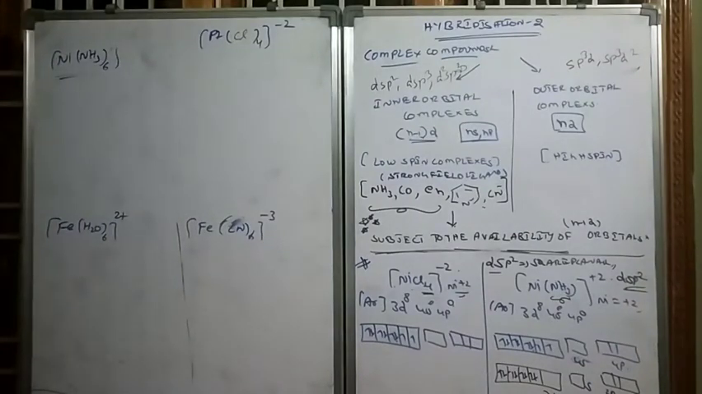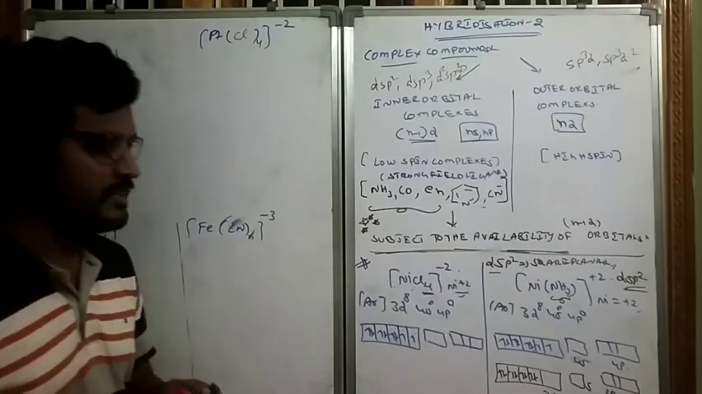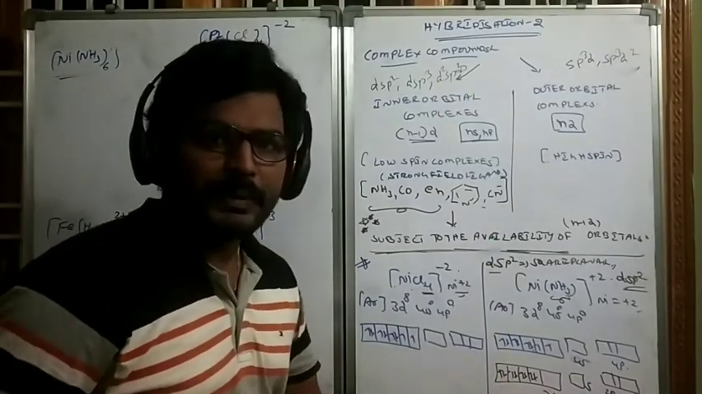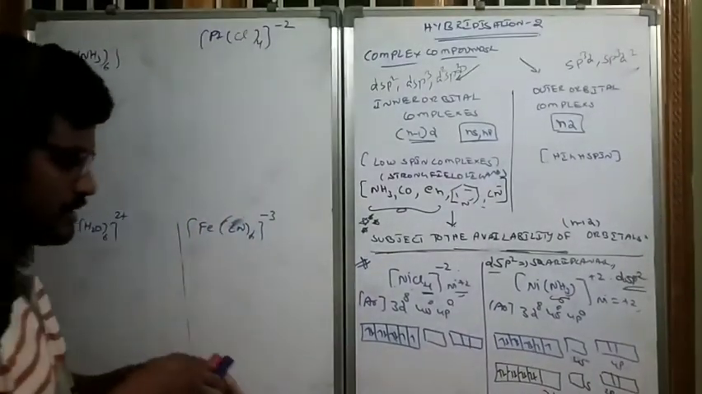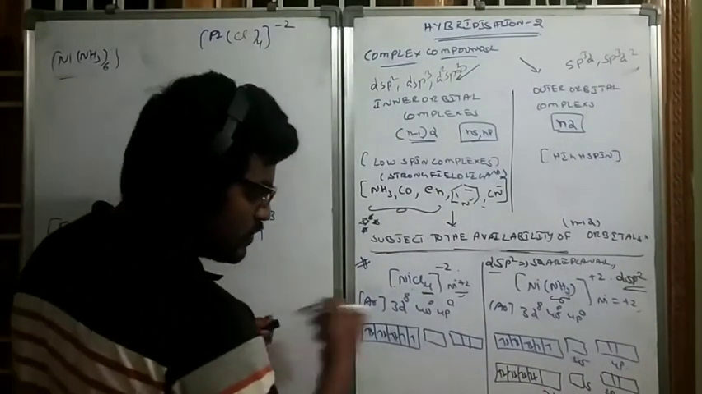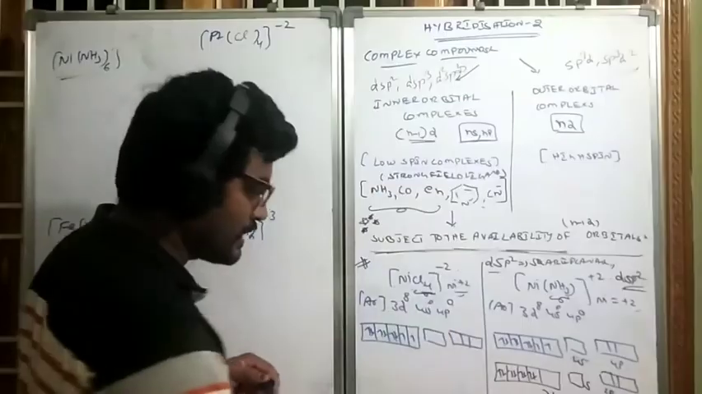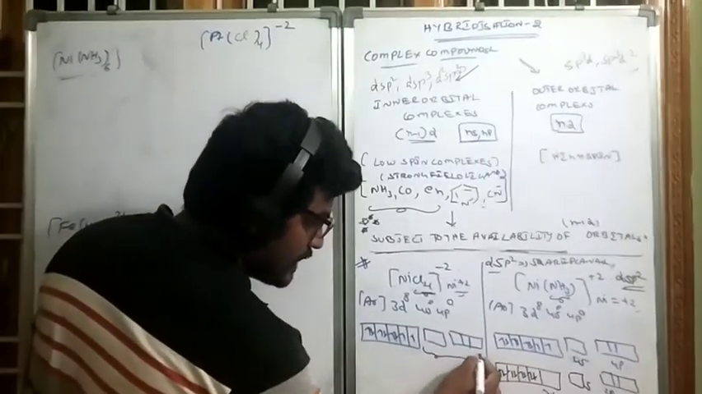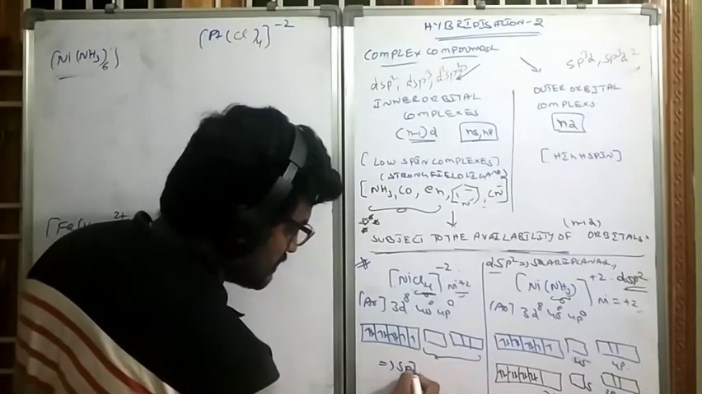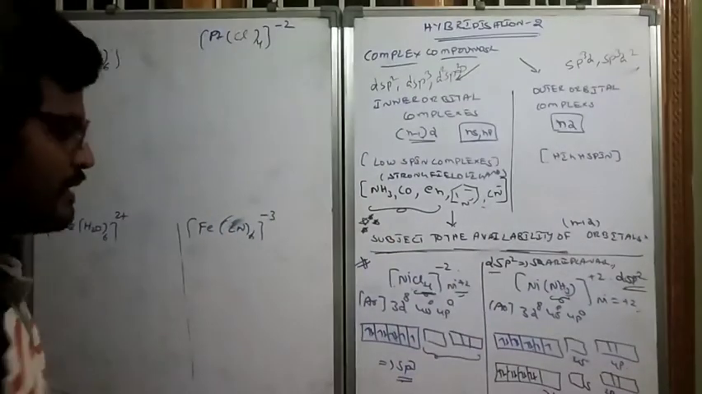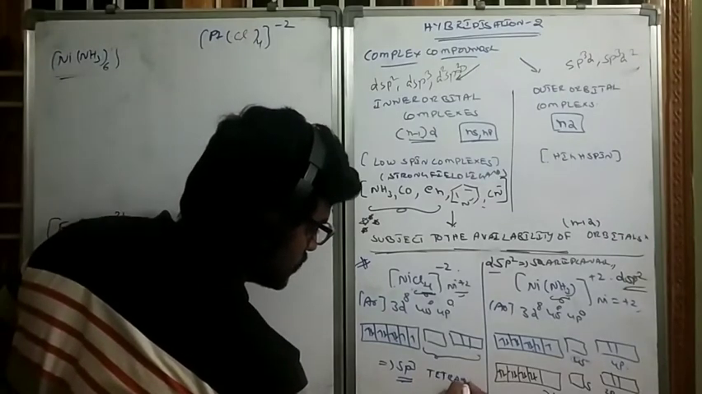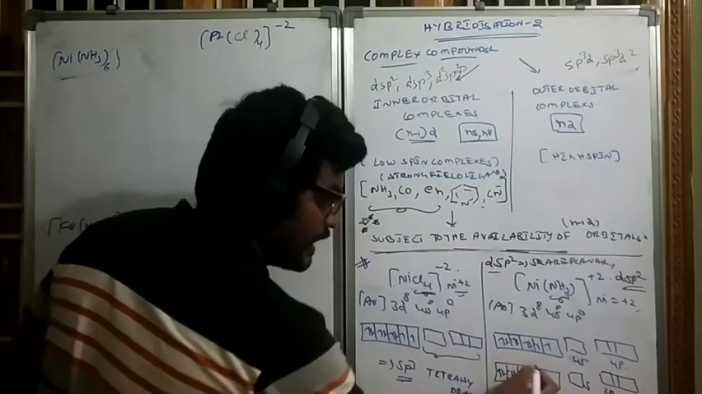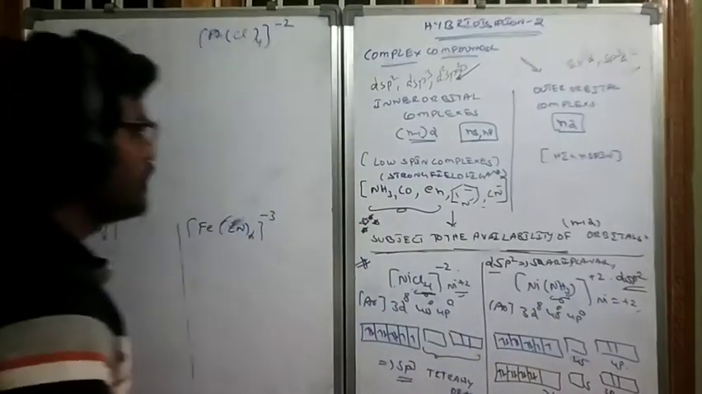So listen to this very carefully. Whenever strong field ligands are there, they will force the electrons to pair up within the orbital against Hund's rule of maximum multiplicity. In [NiCl4]2-, by looking at the 4, you need 4 hybrid orbitals. So that's why 1 s orbital and 3 p orbitals are there. So it will be sp3 hybridization. So it is a tetrahedral molecule, and this is a square planar molecule.